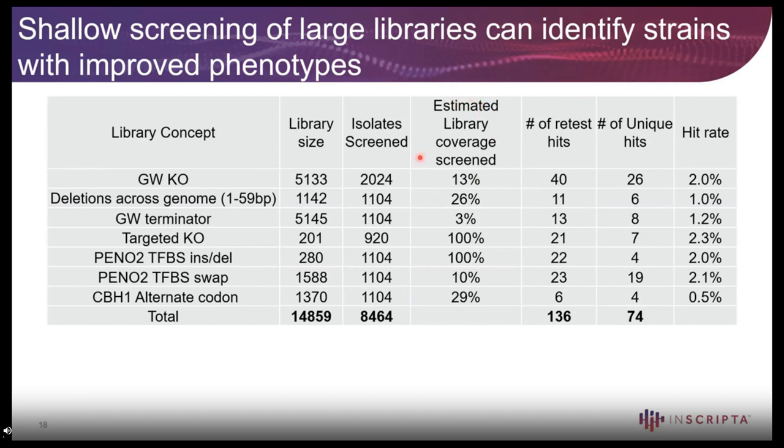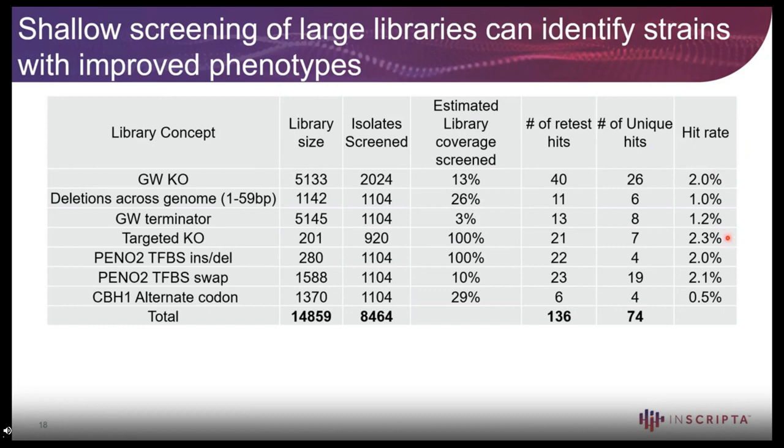I'm also showing the estimated library coverage that was screened for these different libraries. You can see some of them have fairly shallow sampling. For the large libraries, you're screening only about 3% to 13% of the total diversity, whereas some of the smaller ones, because they were screened at a higher level, get closer to the maximum amount of the library being screened. I'm also showing the number of retest hits from each of these libraries, and then the number of unique hits, since in some instances we pulled out the same hits multiple times from a library. And then I'm also showing the hit rate here.